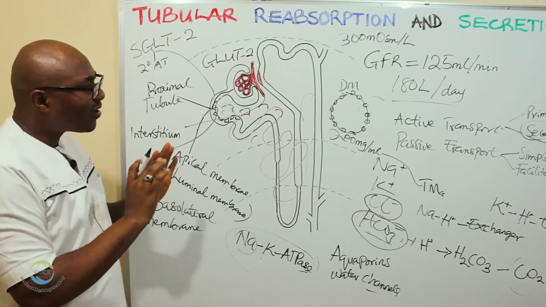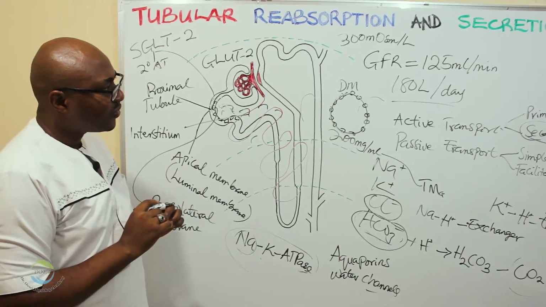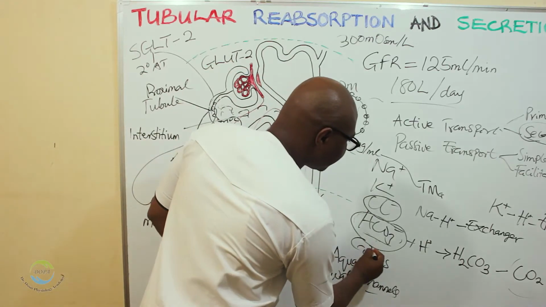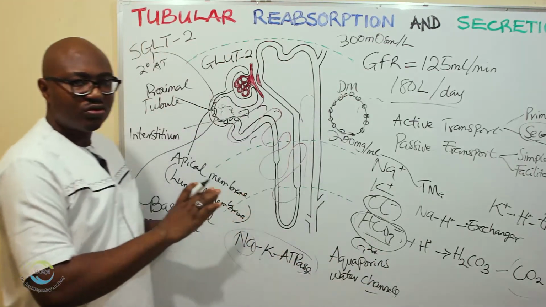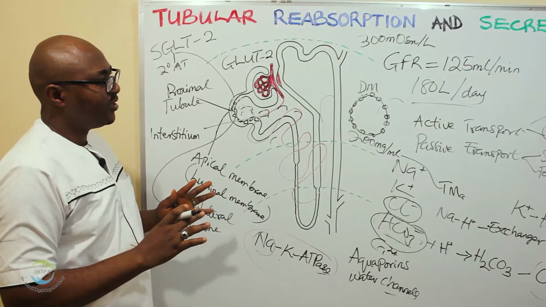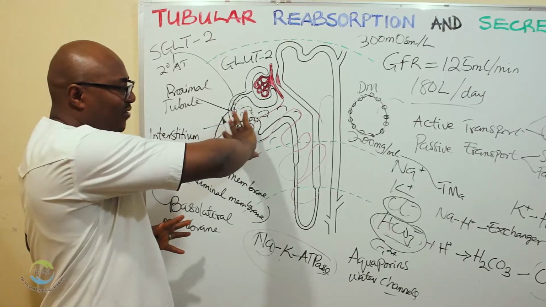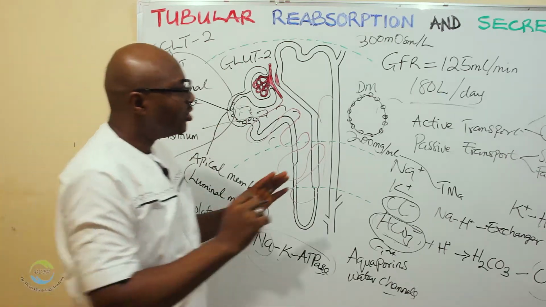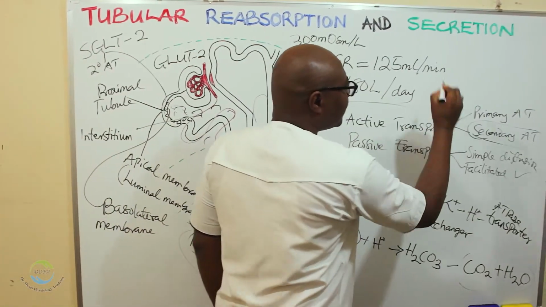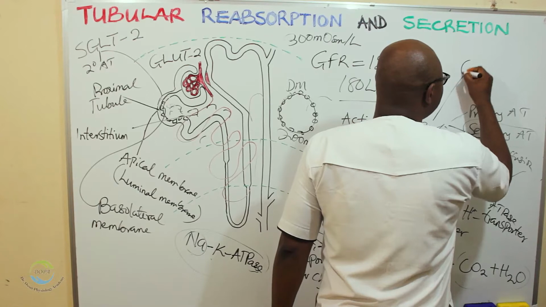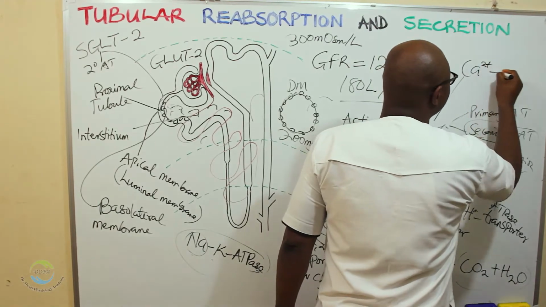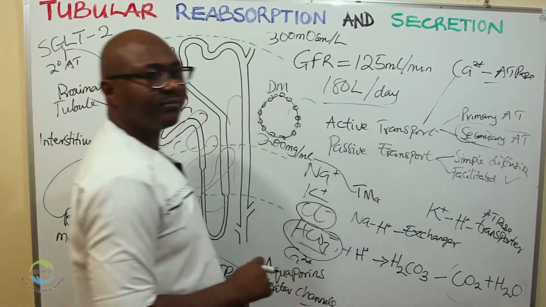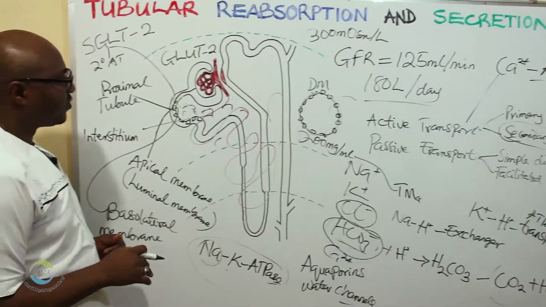Then finally, let's talk about another one. Calcium. Calcium is a very important solute that needs to be reabsorbed. About 90% of calcium also is reabsorbed in this proximal tubule through an active transporter known as calcium ATPase. Okay, so that's quite straightforward.